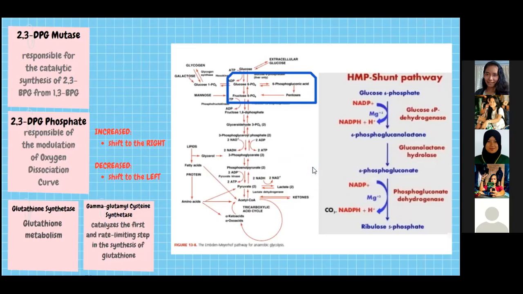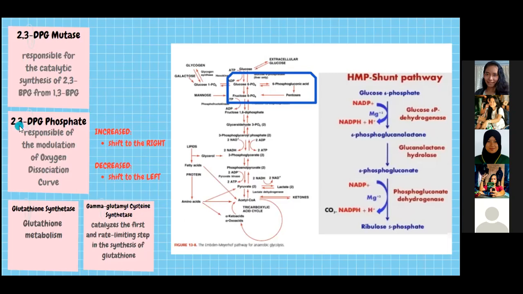So again, this 2,3-BPG acts as an allosteric molecule to increase or decrease the binding of hemoglobin to oxygen. Of course, if there is no 2,3-diphosphoglycerate mutase, then nothing will convert 1,3-BPG into 2,3-BPG. So it is important that we have a normal value of this 2,3-DPG mutase. And next, we have the 2,3-DPG phosphatase.